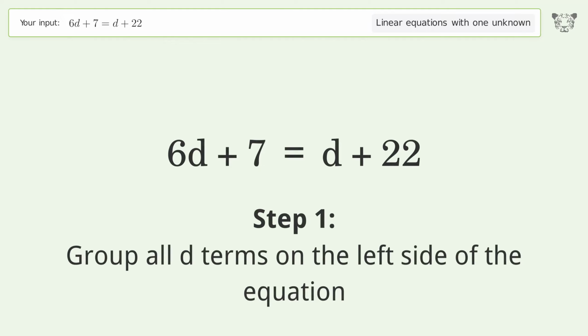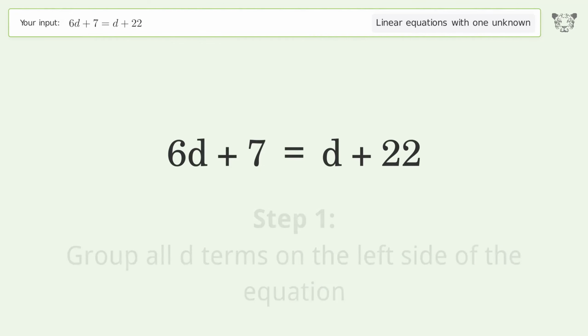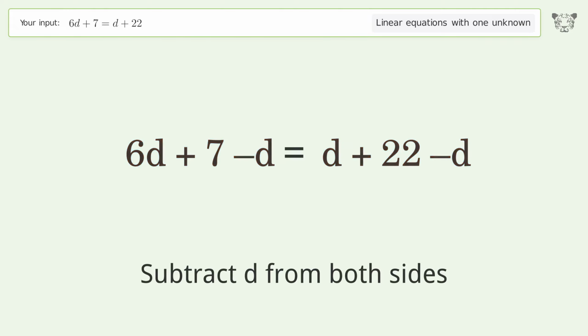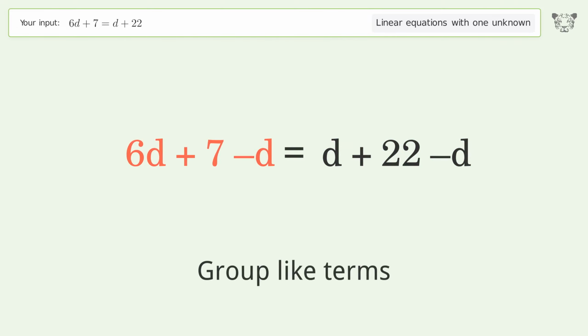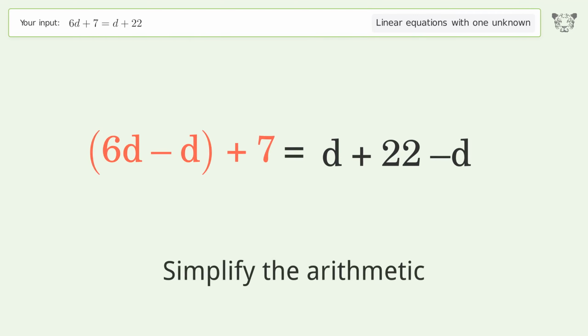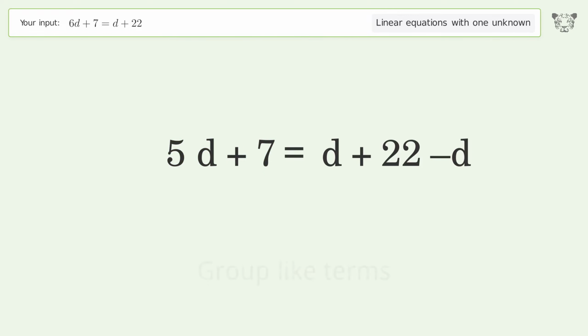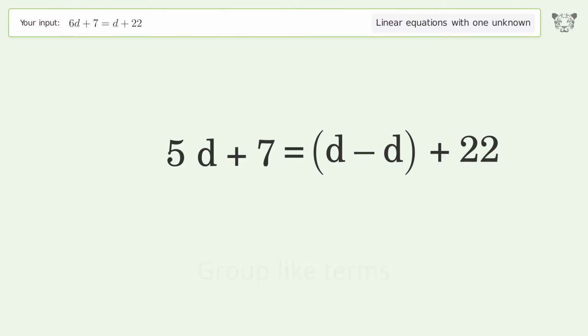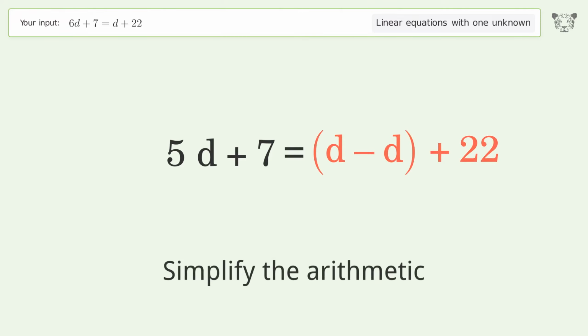Group all d terms on the left side of the equation. Subtract d from both sides. Group like terms. Simplify the arithmetic. Group like terms. Simplify the arithmetic.